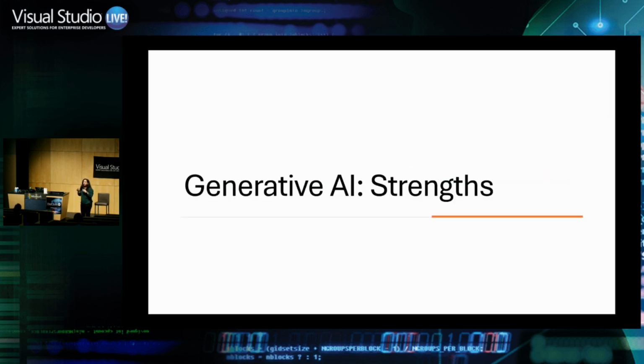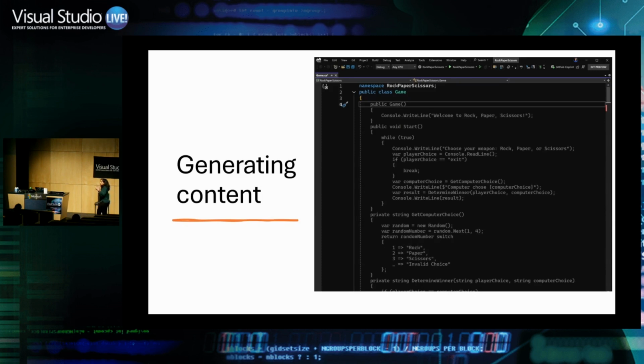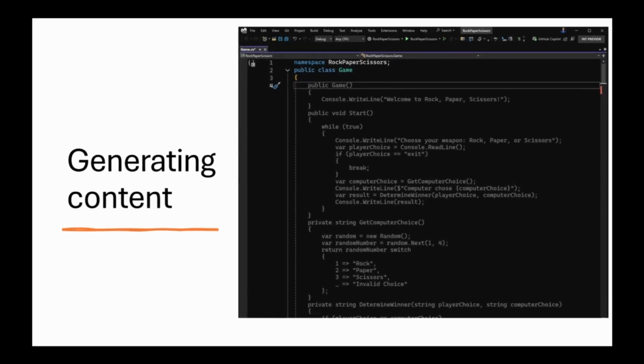So let's talk about strengths. What is this tool good at? That's what you're going to need to understand for your application. What can I use this for exactly? What is it useful for? One of the first strengths is generating content. Based on what you have so far, it can predict what the next set of tokens are.